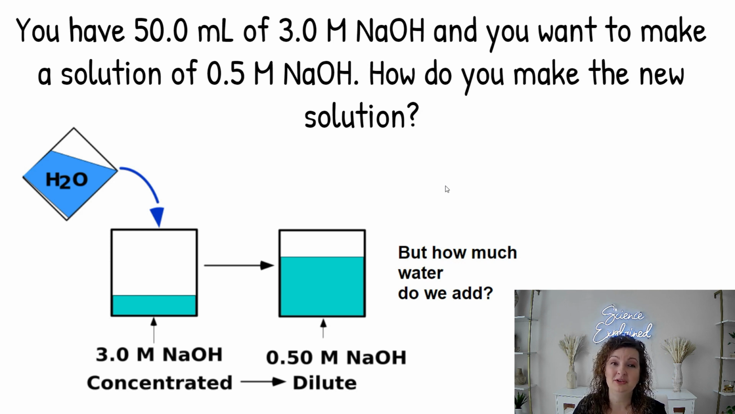You have 50 milliliters of a 3 molar NaOH, and you want to make a solution of 0.5 molar NaOH. How do you make the new solution? Well, conceptually, this is what you're going to do. You're going to take that stock solution of 3 molar, you're going to add your solvent of water in it, and it's going to appear at 0.5 molar, right?